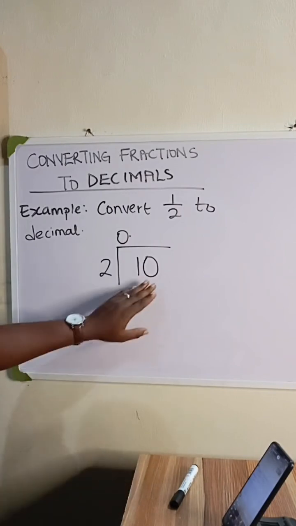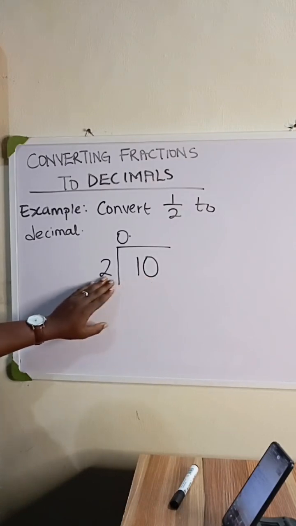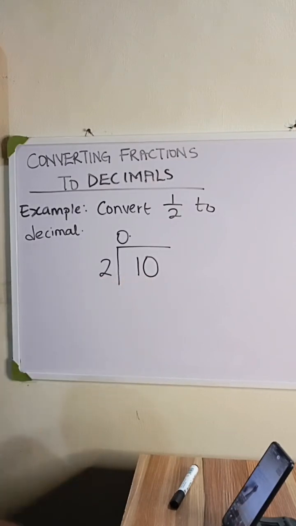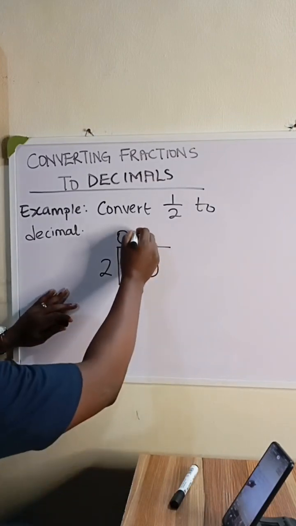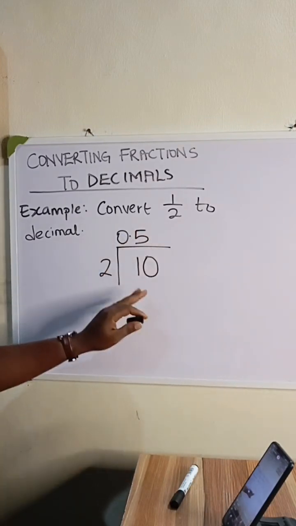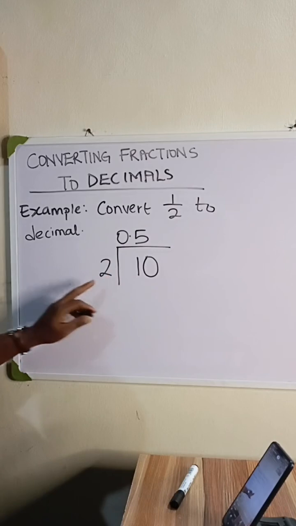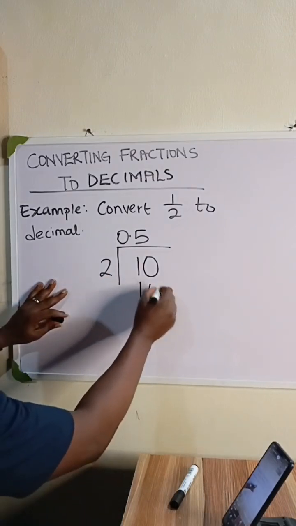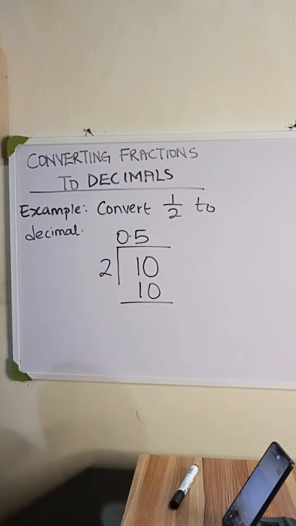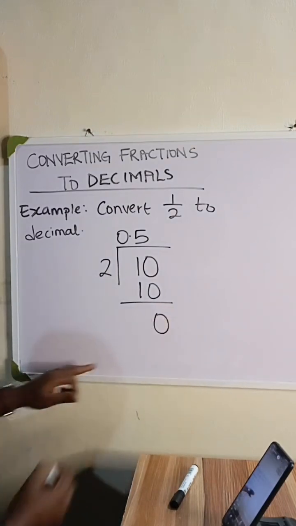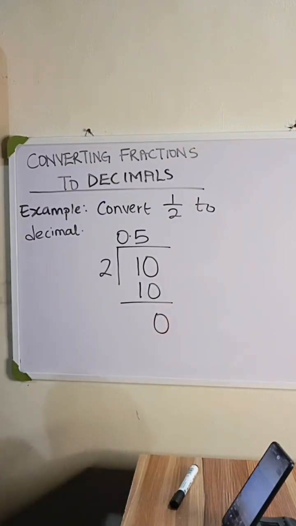Okay, so now we can do 10 divided by 2. 10 divided by 2 is going to give us 5. So now we have 5 times 2 will give us 10. So we can subtract. 10 minus 10 will give us 0. So once we get 0, we've come to the end of the process.